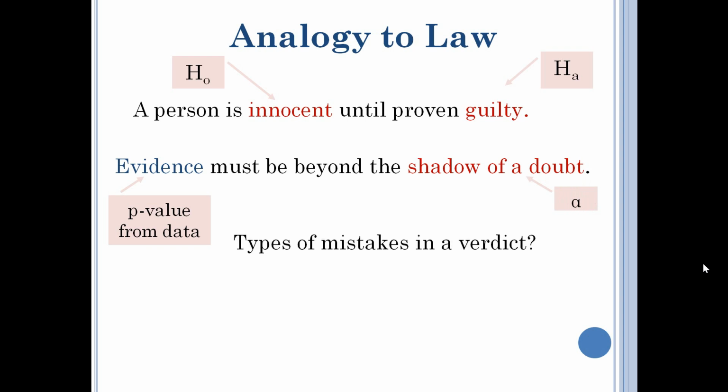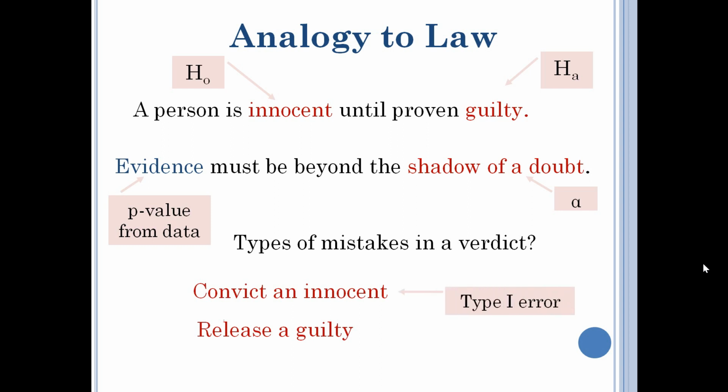The types of mistake that could happen here are type 1 error and type 2 error. Convicting an innocent or releasing a guilty. Now, convicting an innocent would be type 1 error, showing evidence even though this person did not commit a crime. Type 2 error would be releasing a guilty. There is evidence that this person has committed crime, and yet we are failing to see it.